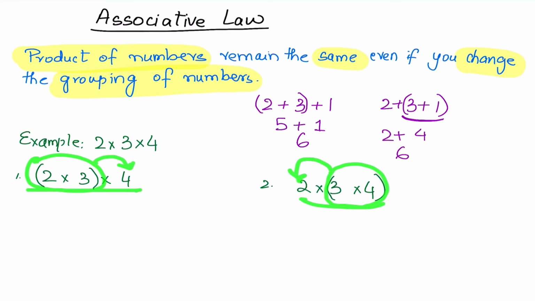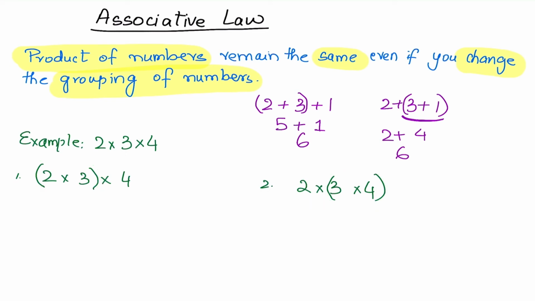Now let's solve each of these examples and look at the result. So 2 times 3 is 6, and 6 times 4 is 24. Again, in this one, 3 times 4 is 12. So you multiply 2 with the result of 3 times 4. And then 2 times 12 is 24. Here you can see that it did not matter how you group the numbers. The end result, the product of multiplication of the numbers, is the same. That's why you can say that these are equal.